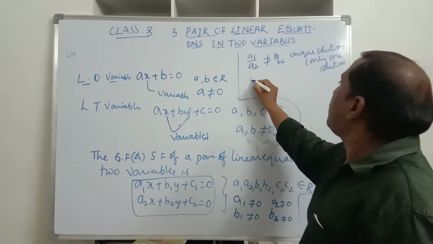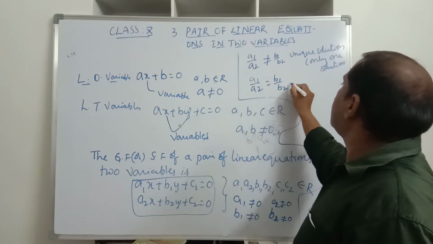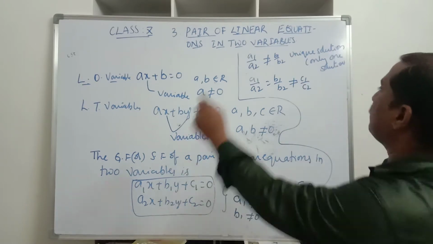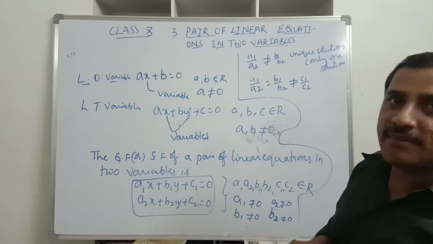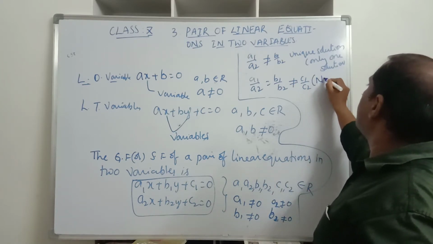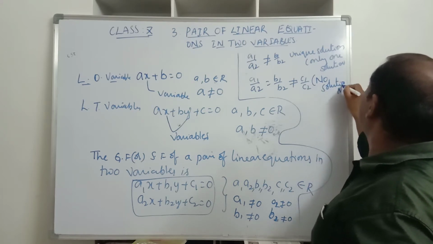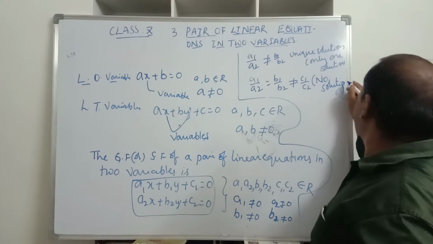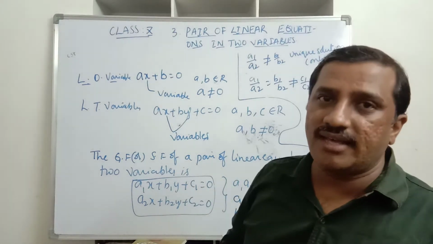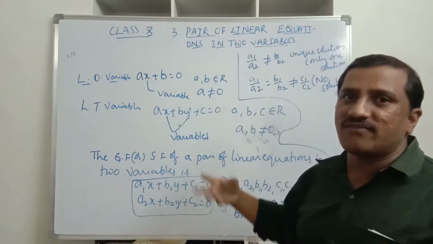Similarly, if a1 by a2 is equal to b1 by b2 and it is not equal to c1 by c2, then there is no solution. No solution means the lines of those two equations will not intersect; we will get parallel lines. We will discuss this in detail in the next class when we discuss the graphical method.